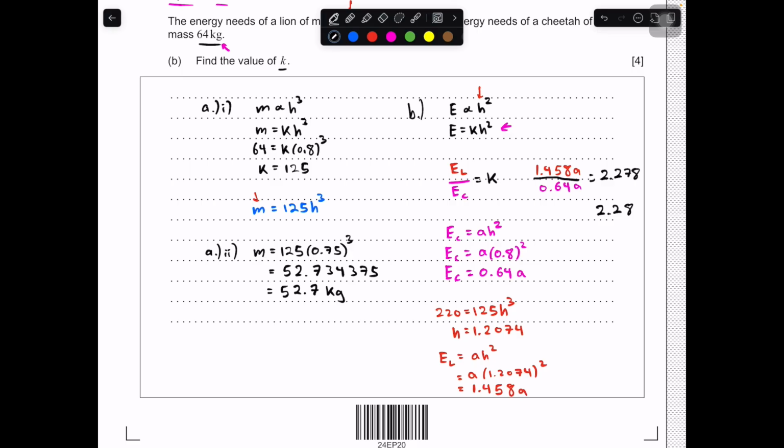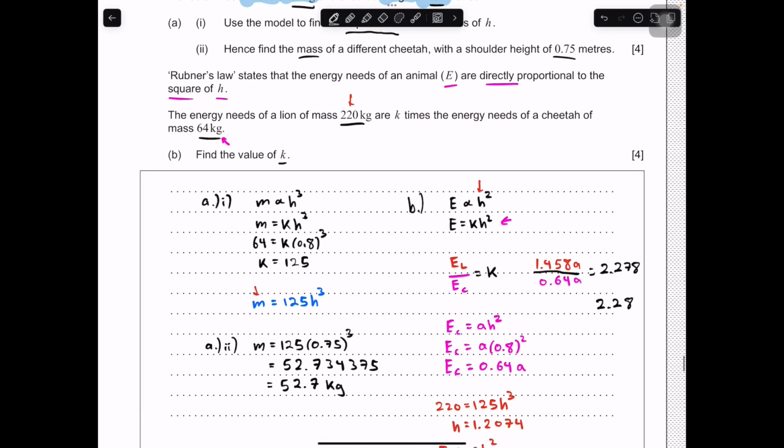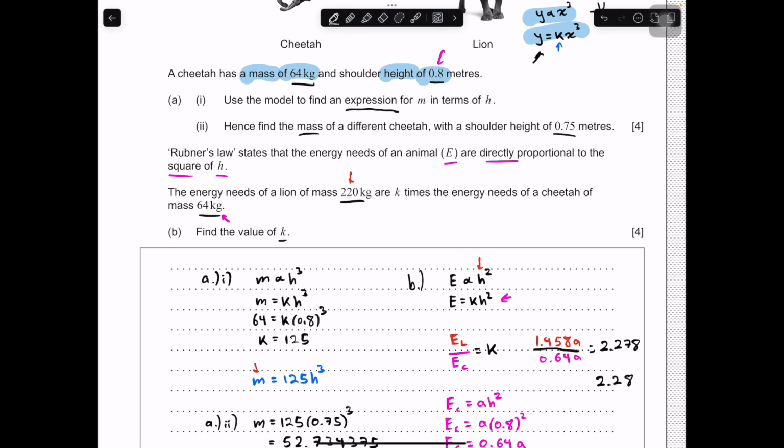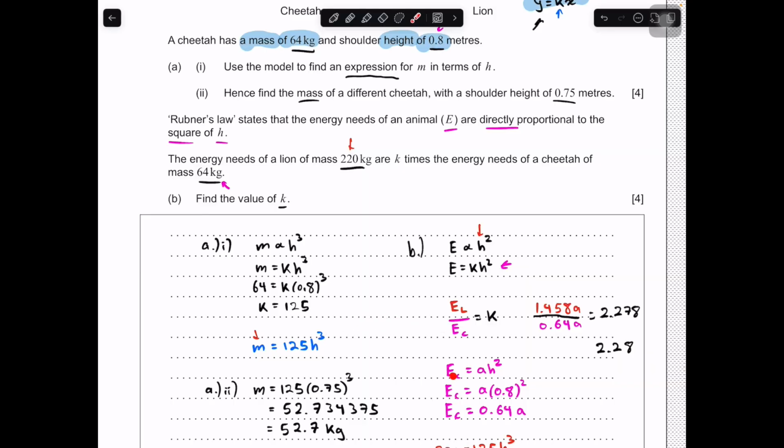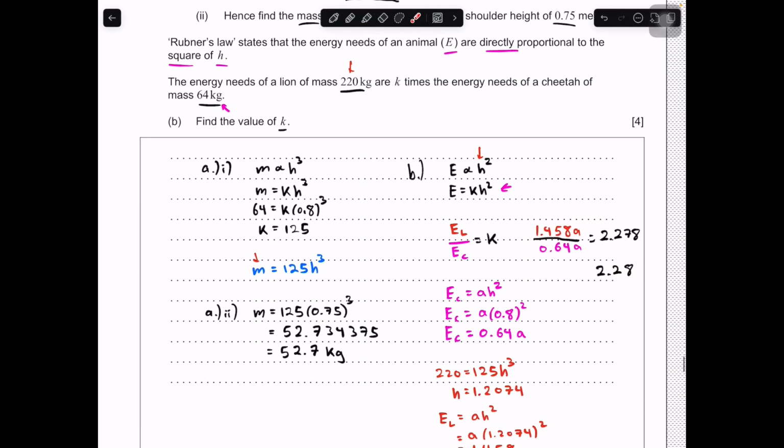2.28 times. Okay, quite a challenging question, I think, especially because there's a lot of links to earlier parts of the question. But a brief summary, if I can, I guess. Energy needs of a lion. Find the energy needs of the lion, the energy needs of the cheetah, and we're asked how many times greater is it. Energy needs of a lion cannot be directly found because we only have energy needs links to the height. Thankfully, they do give us the mass of this lion, and we can use that mass to find the height, and then we can use that height to find, well, the energy needs of the lion right here.